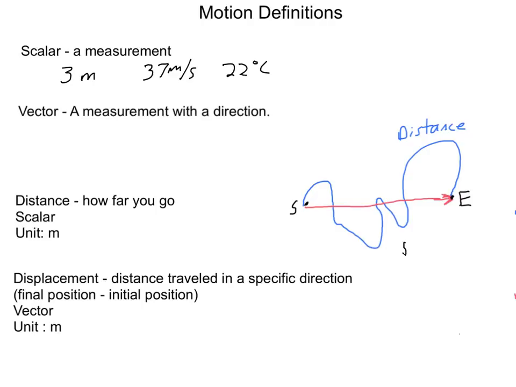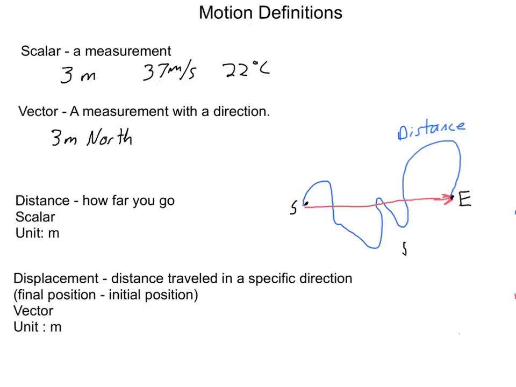It's just a measurement. On the other hand, a vector is a measurement with a direction. It has one very specific direction with it. So, for example, let's go back to our distance, 3 meters. Let's make it displacement, 3 meters north. If I say 3 meters north, now I have the magnitude, aka the measurement, and I have a direction, north.